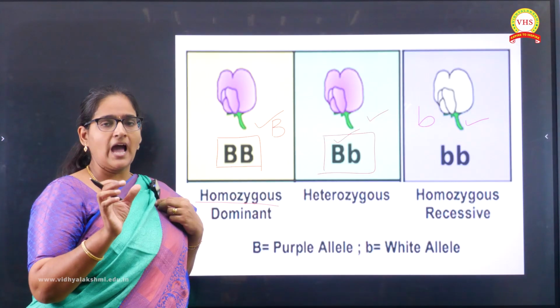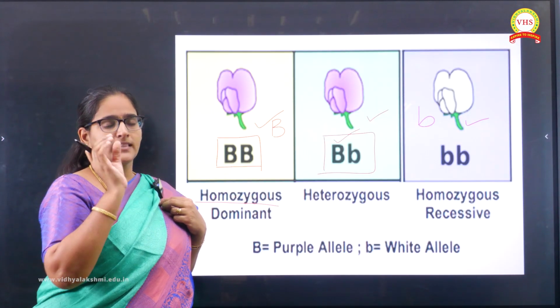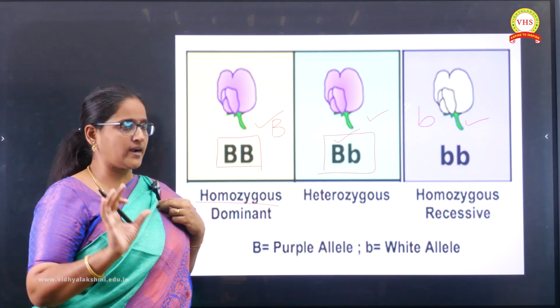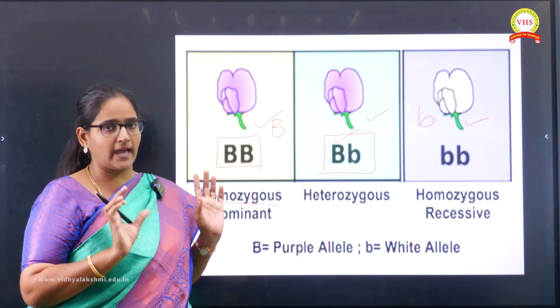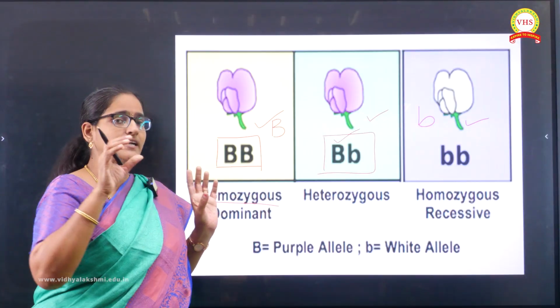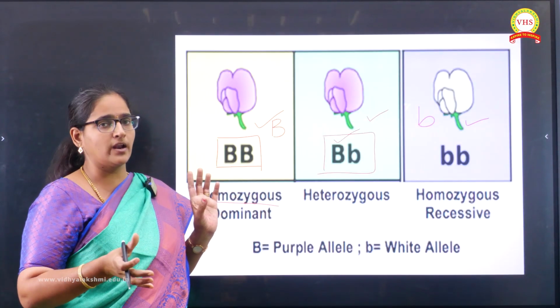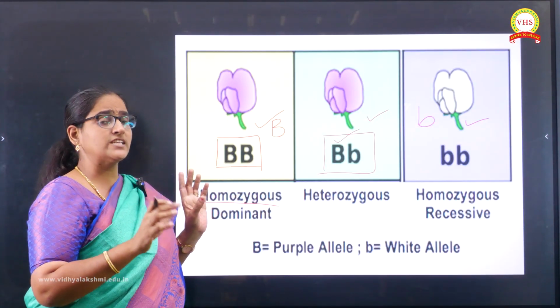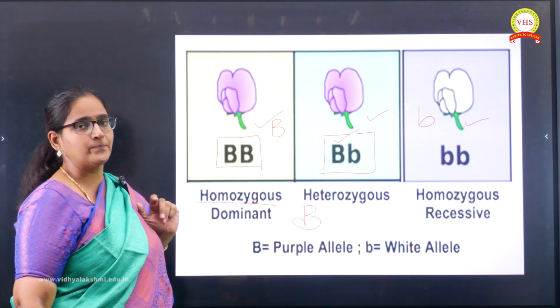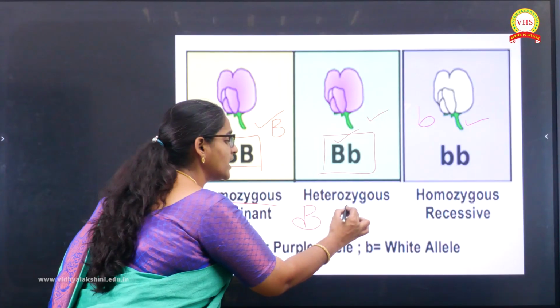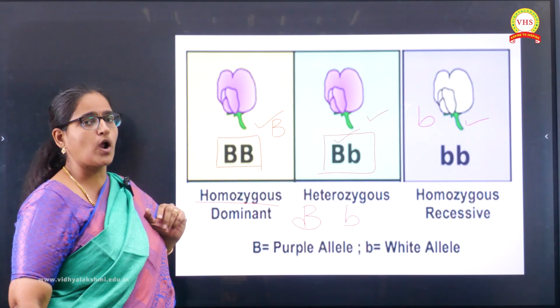So every gene will have two alleles present within them, and that gene is responsible for the particular character. In this example, if I am taking flower color as one particular character, violet is the dominant one and white is the recessive one. For the expression of the dominant nature, we have the dominant allele called capital B. For the expression of the recessive nature, we require the allele called small b.